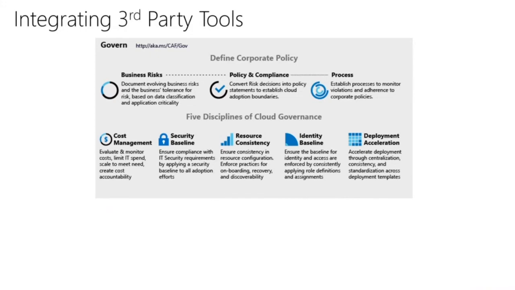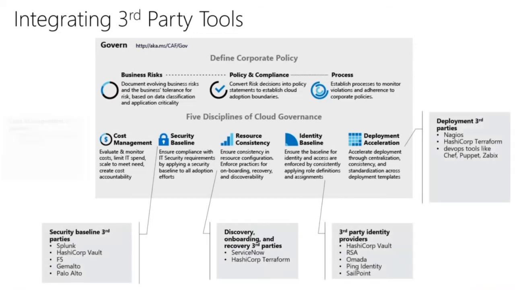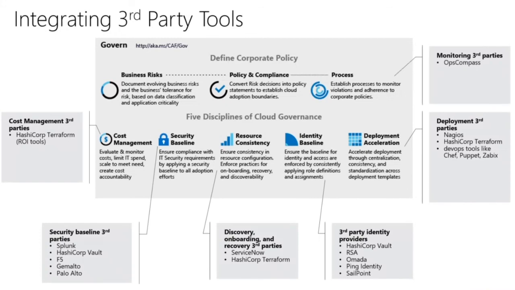Not only these tools and services which are given by Microsoft Azure, but there are a lot of third-party services available. And some of them are very popular. For example, for cost management, you have HashiCorp, Terraform, or you have F5 and Palo Alto and Cisco and other aspects of things for managing baseline security, ServiceNow for discovery, then RSA, another aspect for identity. So these are the third-party services which are available.